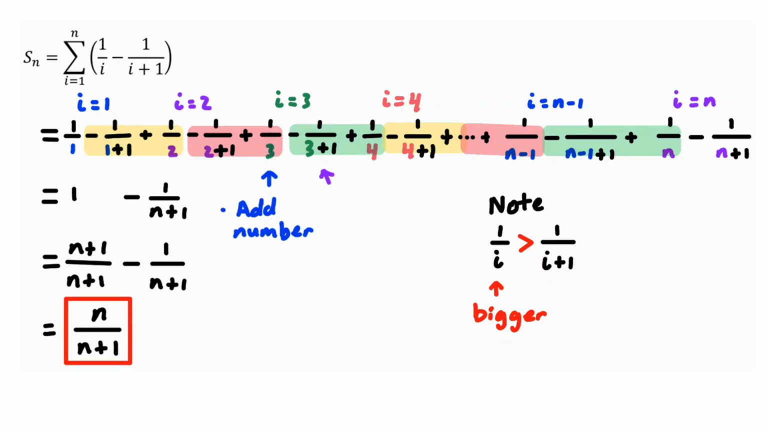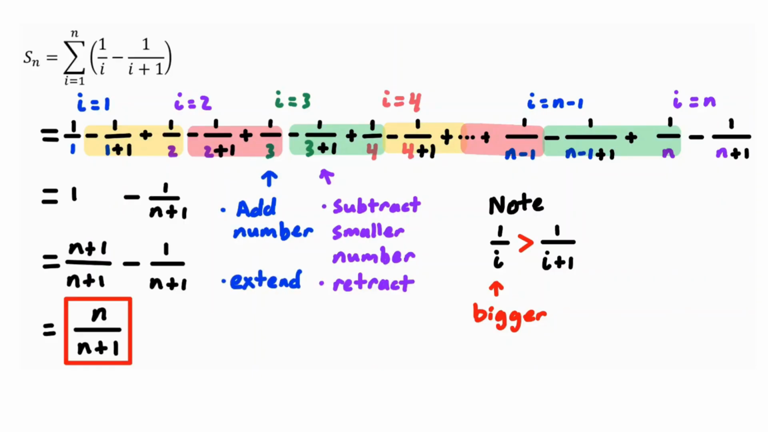So with the 1/3, we're adding a number. Minus 1/4, we are subtracting a smaller number. In other words, we can think of adding a number as extending and subtracting the smaller number as retracting. So there is an object in life that constantly extends and retracts, extend, retract, extend, retract. That is known as a telescope. So this whole series is what's known as a telescoping series.